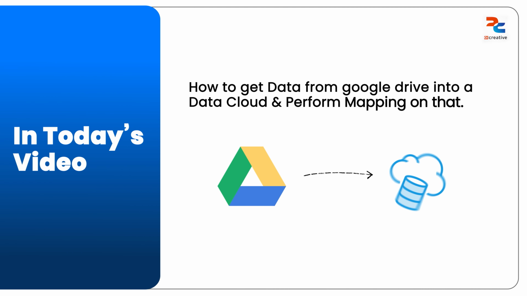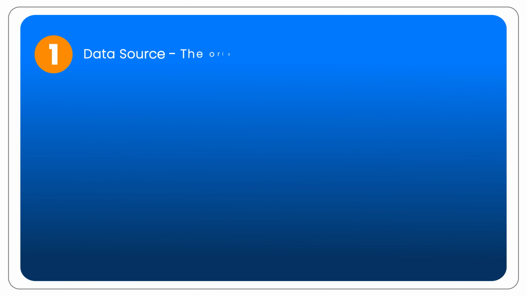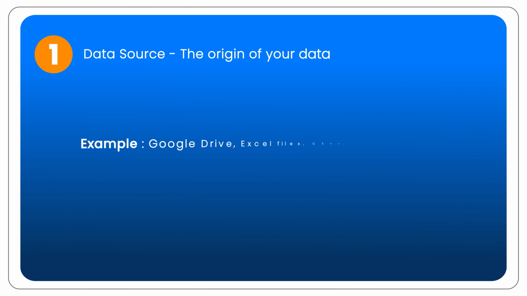We're going to see how we can get data from Google Drive into our Data Cloud and perform data mapping on that. Before we do that, let's get familiarized with the terms we use. Here we have data source. The data source is the origin of the data. In our example, it's going to be the Google Drive, Google Sheet.